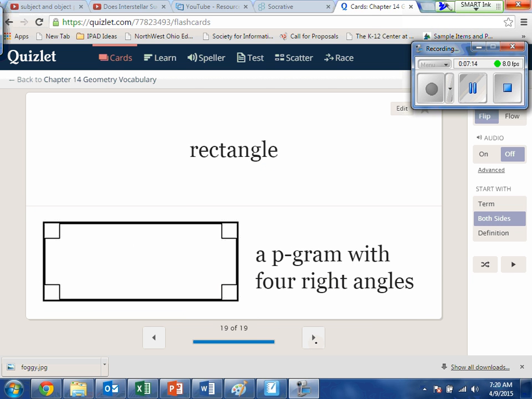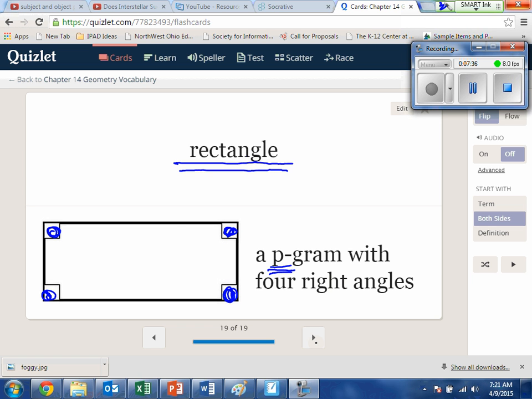All right, your last vocabulary word is the word rectangle, and I know we know what the word rectangle is, but I bet you there are a lot of things about it that you might not have known about. So the first thing is, a rectangle, again, is a parallelogram. It is a parallelogram, and it has 4 right angles. Notice the squares are in there saying that this is a right angle. That's a right angle. That's a right angle, and that's a right angle.